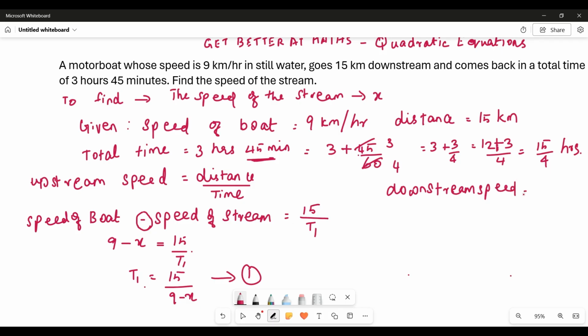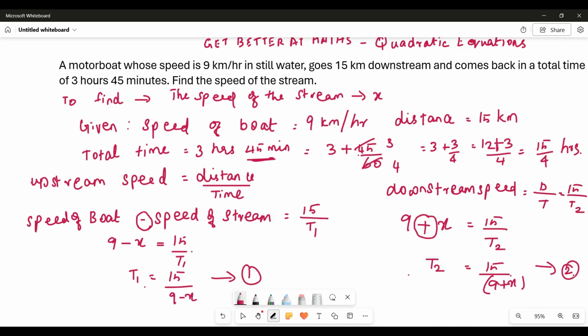For downstream, speed is equal to the same distance by time, which is 15 by t2, since we don't know the time taken for downstream. Downstream speed is speed of boat plus speed of stream: 9 plus x equal to 15 by t2. Here it is plus, we are adding the speed of boat and speed of stream because both are in the same direction. Obviously the speed will increase here. So t2 is equal to 15 by 9 plus x. Let me write this as equation 2.